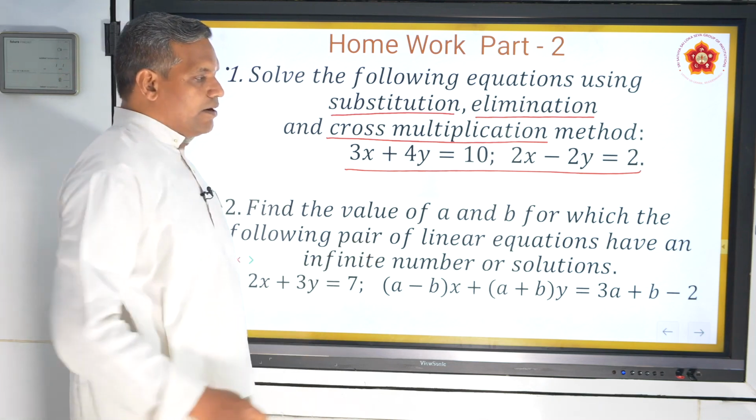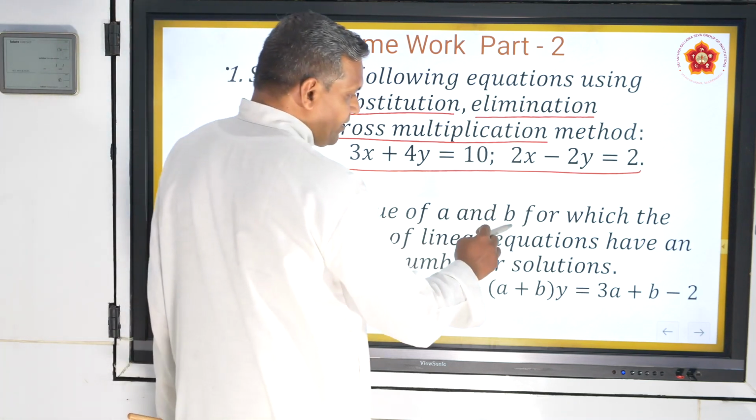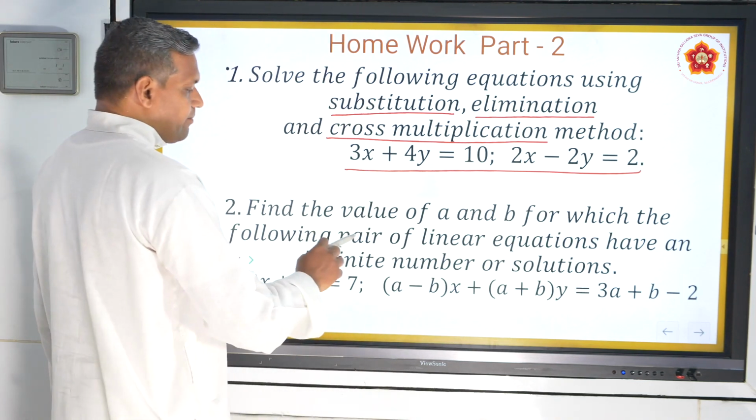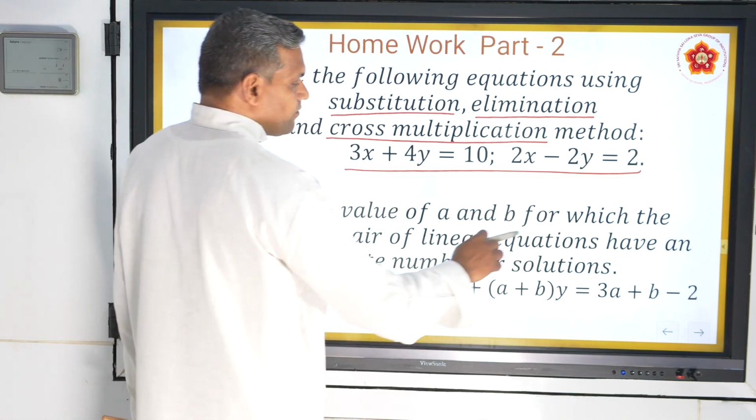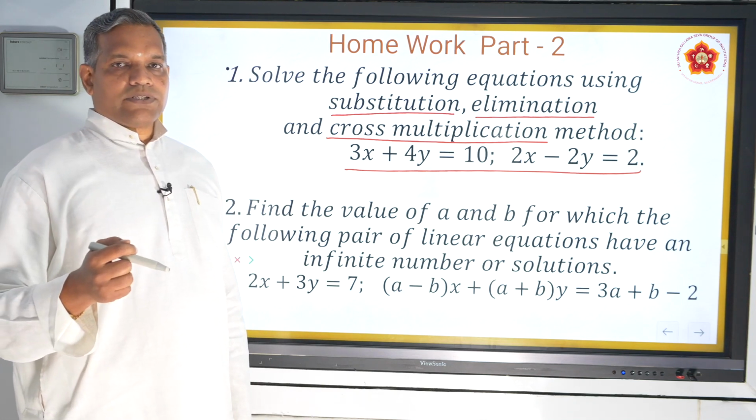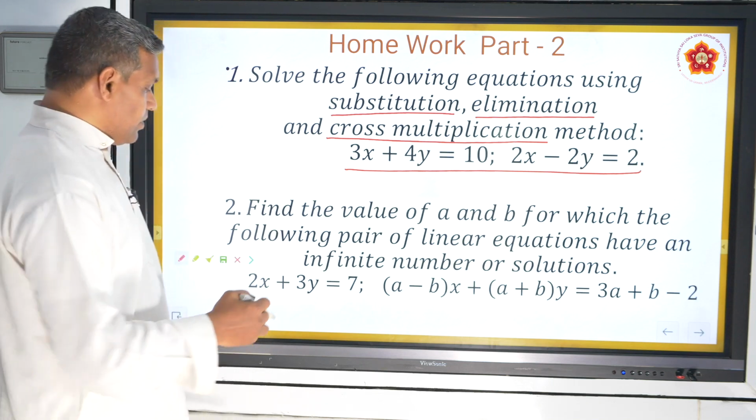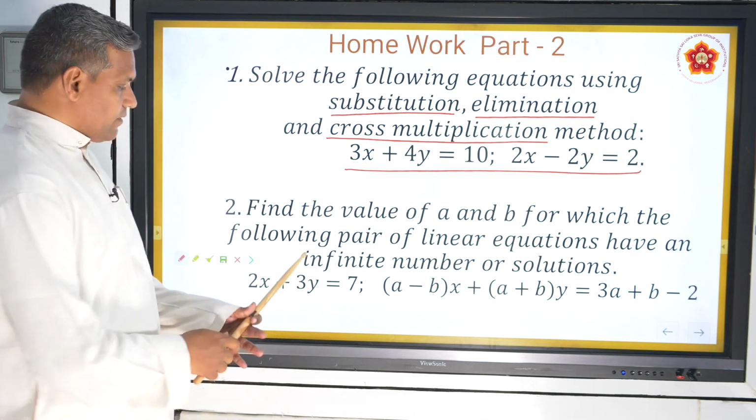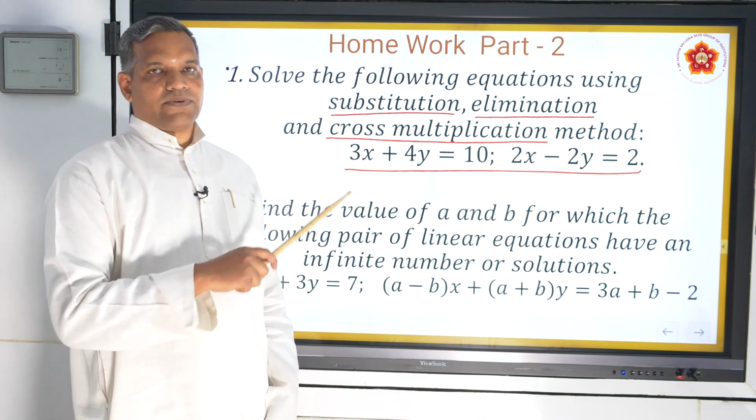The last question of today's homework is this one. Find the values of a and b for which the following pair of linear equations has an infinite number of solutions. You know the condition for an infinite number of solutions: a1 by a2 is equal to b1 by b2 is equal to c1 by c2. Here this is the first equation, this is the second equation. Write the conditions and solve like the last video.